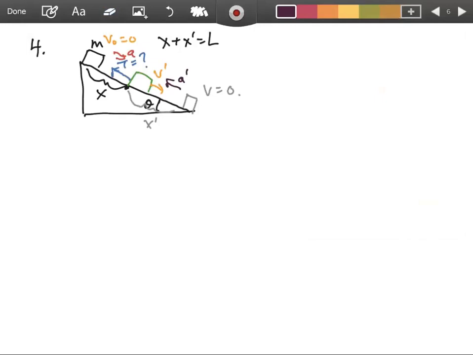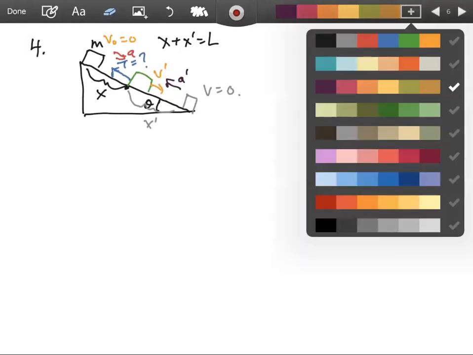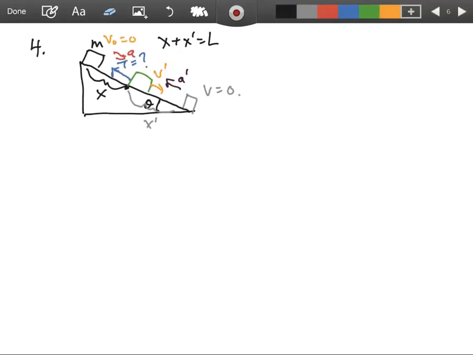So I'm going to have to first find what a prime is to then get the tension. But to get a prime, I need to know what that velocity v prime is. And to get the velocity v prime, I need to know what the acceleration is first in the first section. Right? So basically, I'm going to break this up into sections. My first section here is where I'm going to have to find that acceleration first. So let's use forces. Let's see how this works.